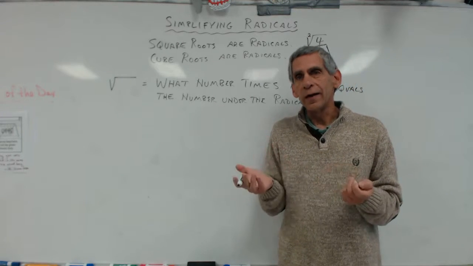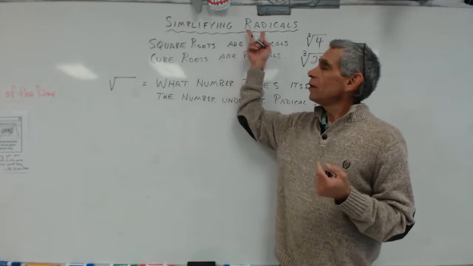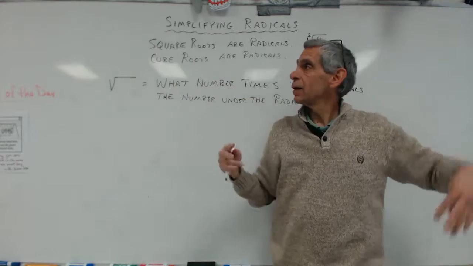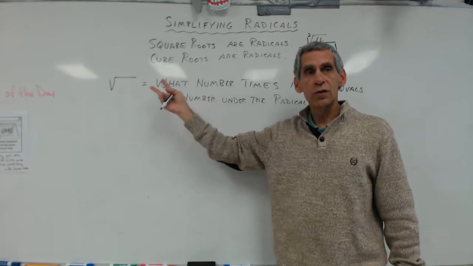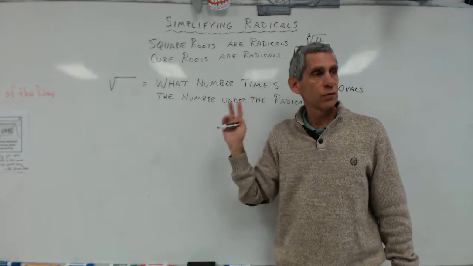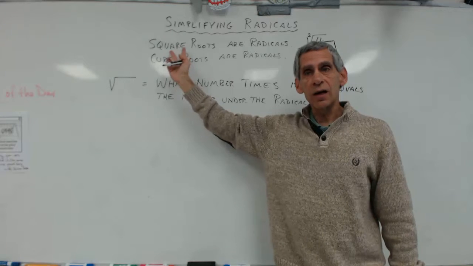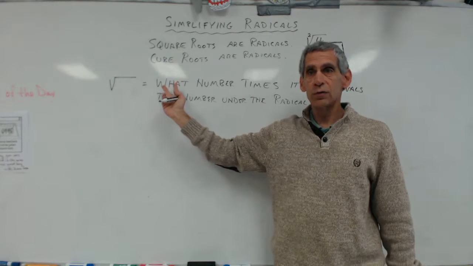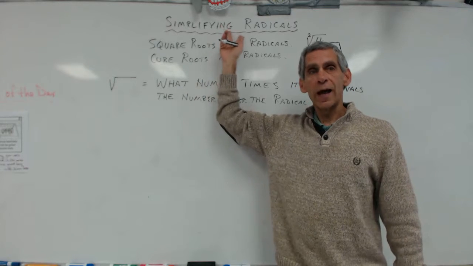So the question is, why do we have to have a different name for things? Well, radical is the big umbrella topic that encompasses all the types of roots: square roots, cube roots, 4th roots, 5th roots, 6th roots. Cube roots and square roots are different things, but they're both radicals.